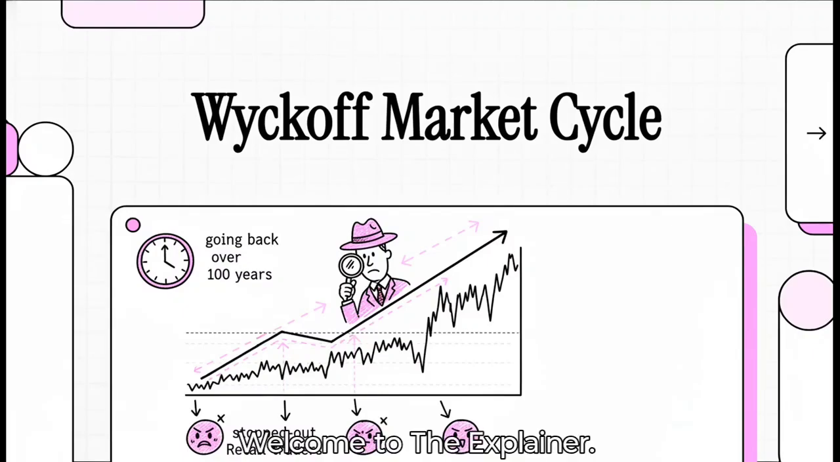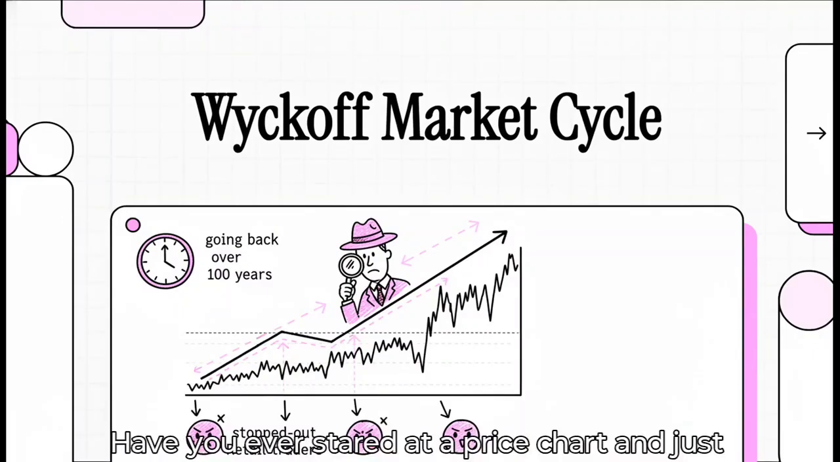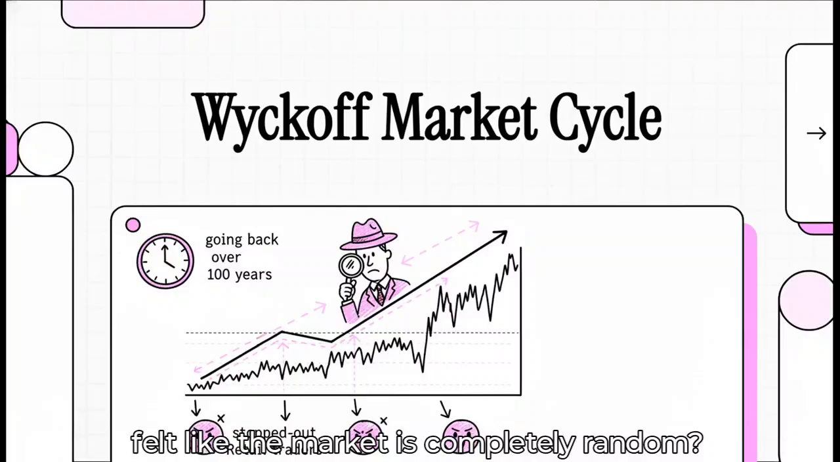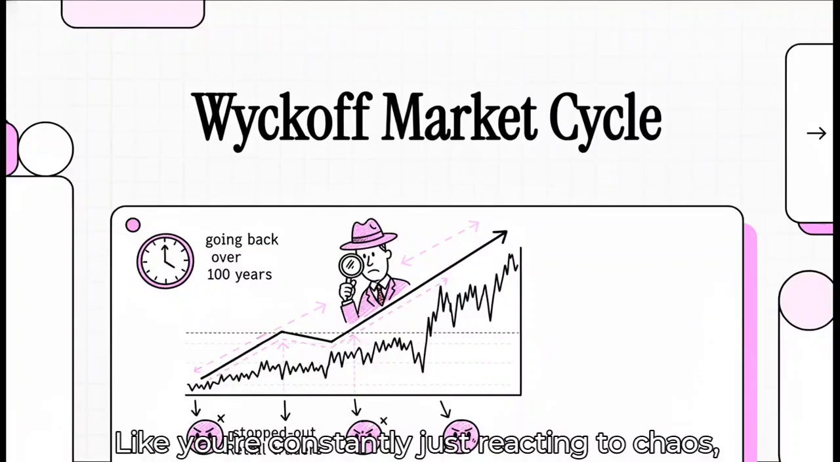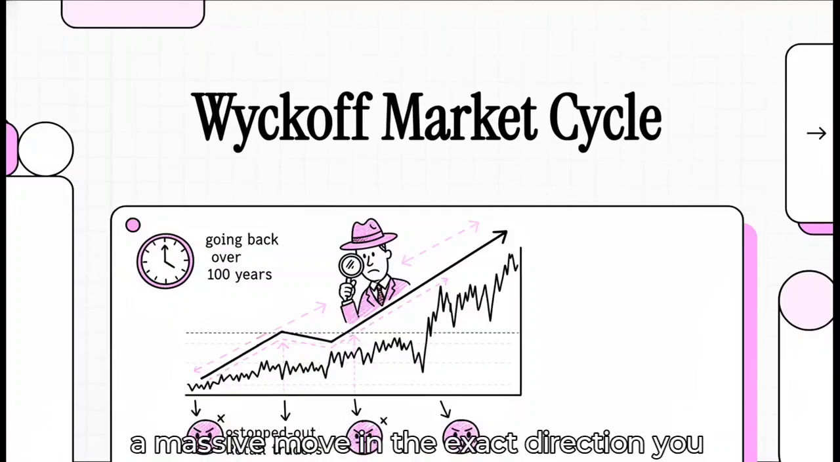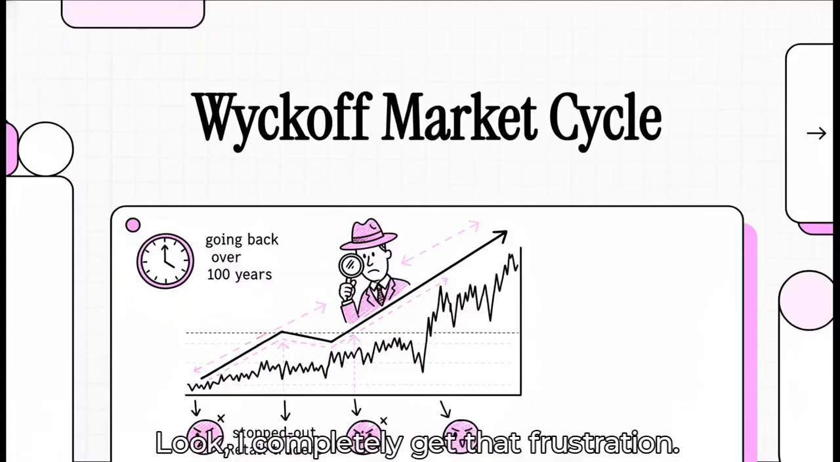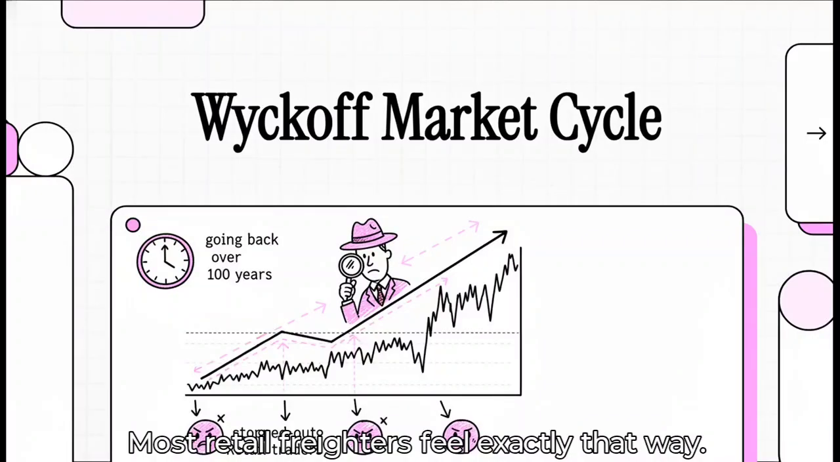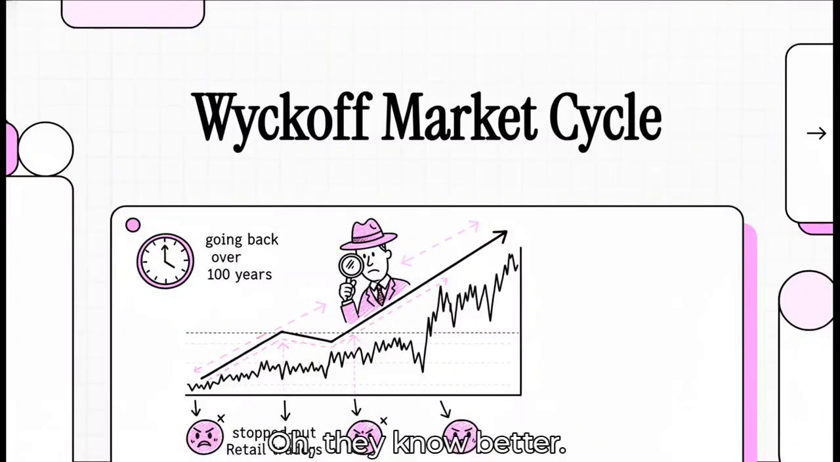Welcome to the Explainer. Let me ask you something right out of the gate. Have you ever stared at a price chart and just felt like the market is completely random? Like you're constantly just reacting to chaos, getting stopped out literally right before a massive move in the exact direction you predicted? Look, I completely get that frustration. Most retail traders feel exactly that way. But the professionals? Oh, they know better.